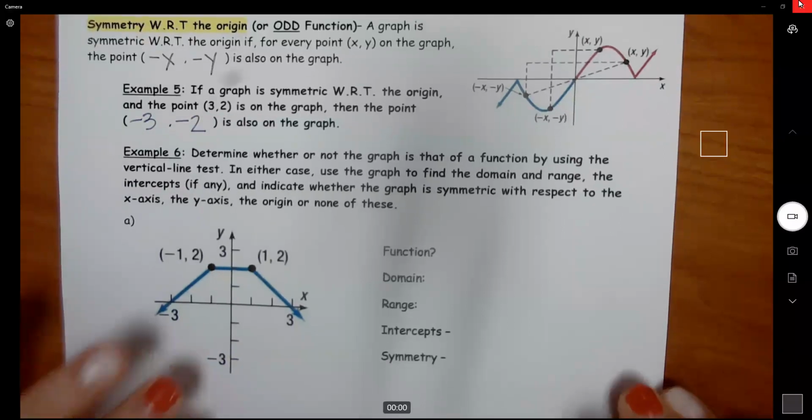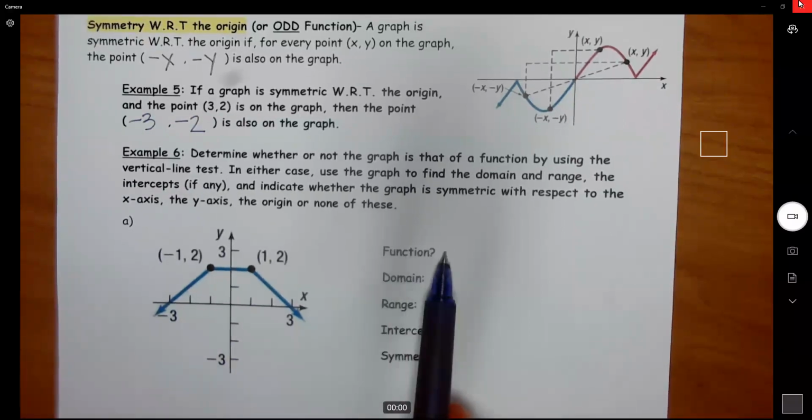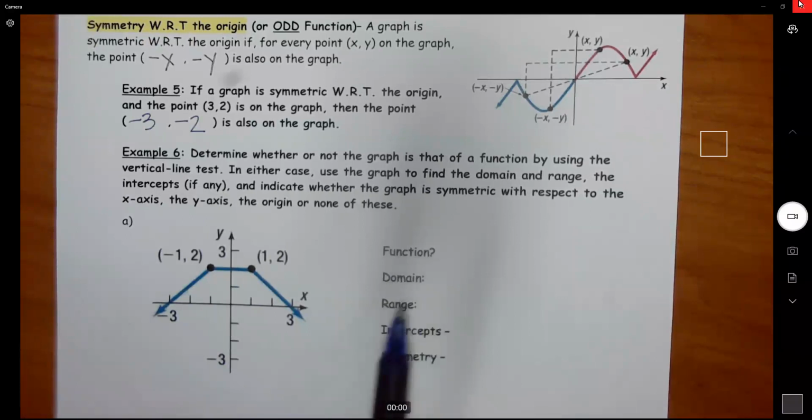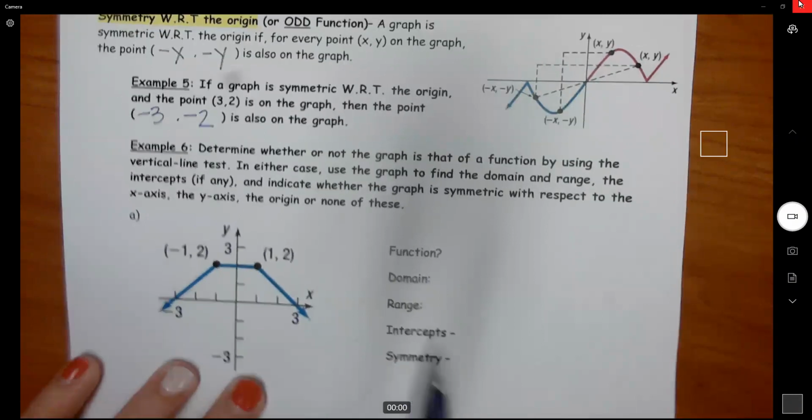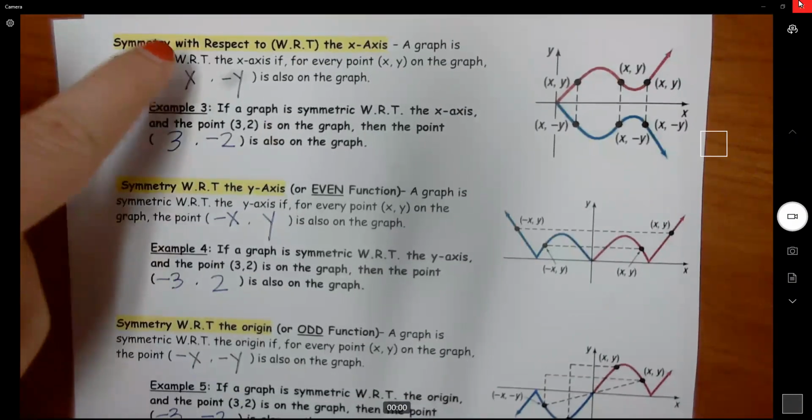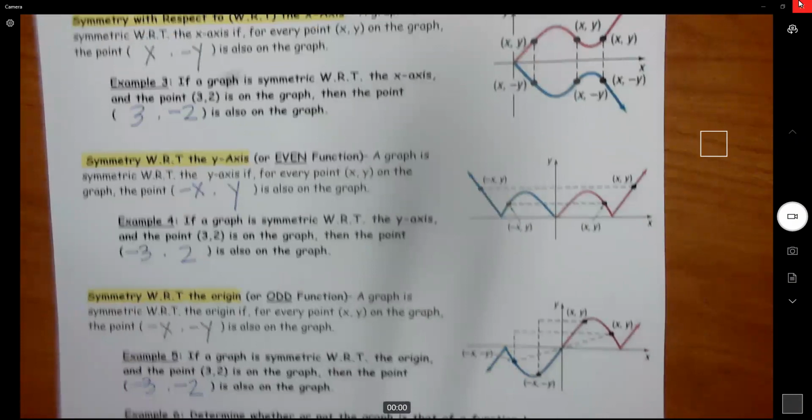Okay, so now this is going to ask for what we talked about in the last video. Is it a function? What's the domain? What's the range? We're going to talk about intercepts, and then we have to list if it has symmetry with respect to the x, the y, and the origin.